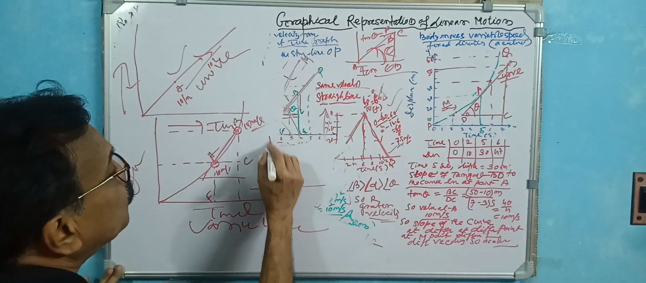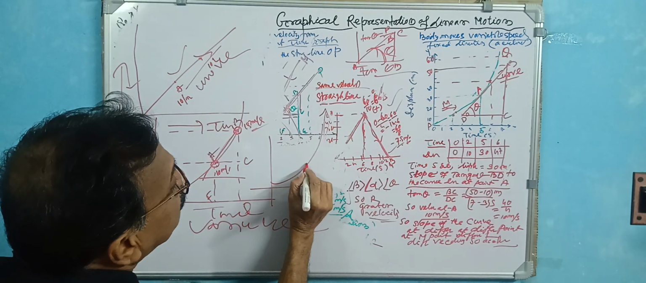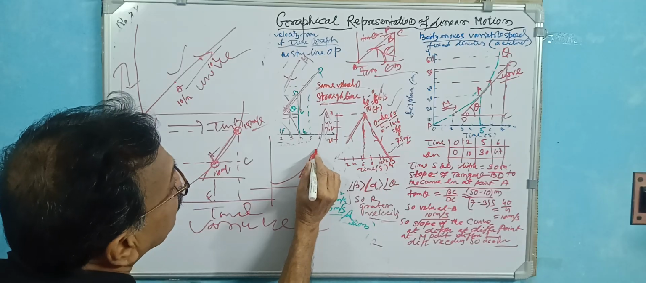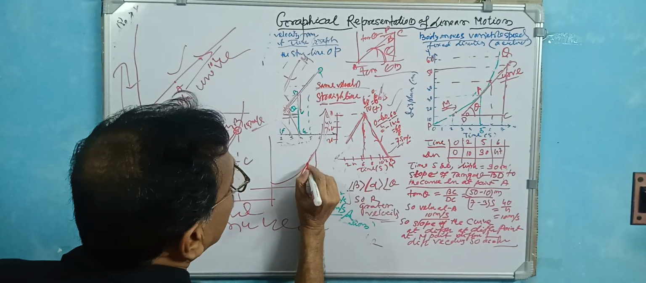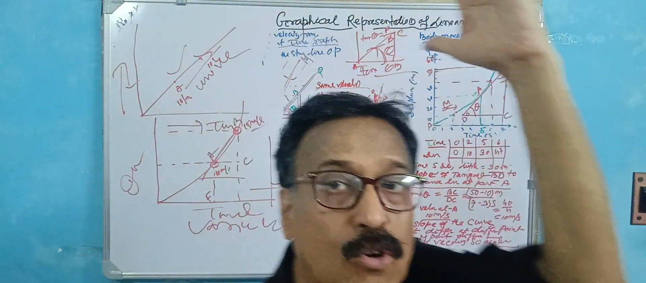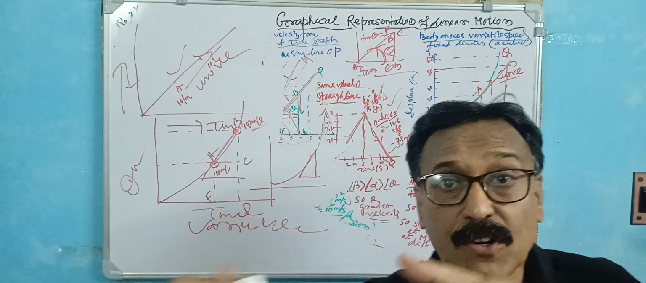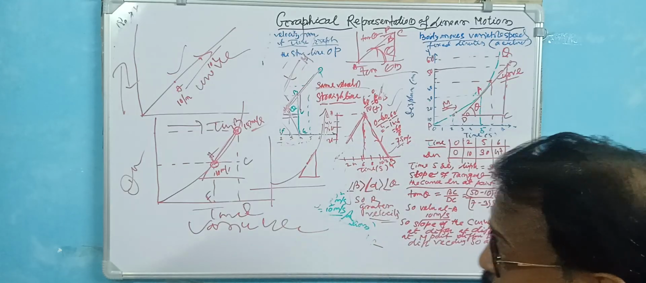When you draw this curve, at that point you just draw a tangent, and a line, so a triangle is formed. At this point, you draw a tangent from this particular point, the point where you want to calculate the velocity.